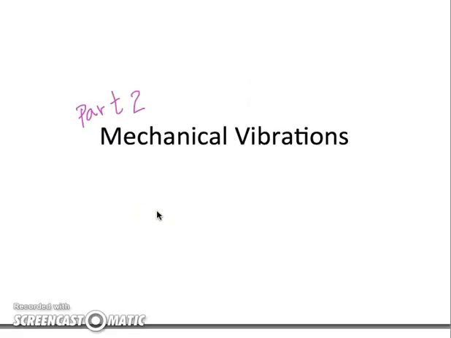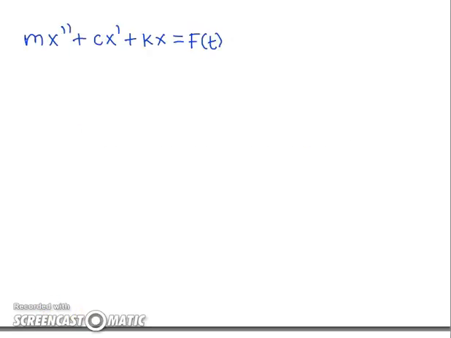This is part 2 of mechanical vibrations. As you may remember, this is the equation of motion derived from Newton's second law. And now we proceed to consider a particular case.